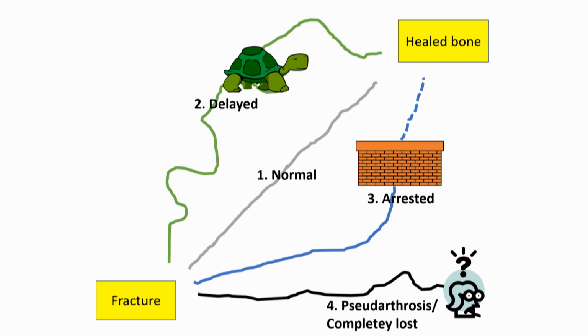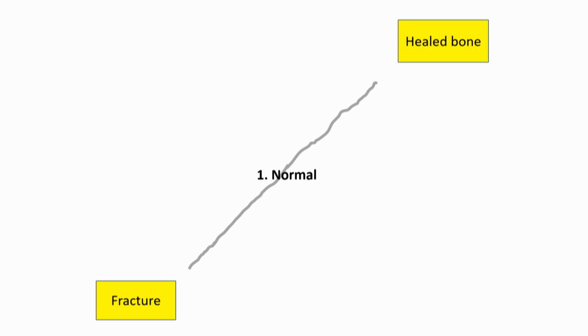And I drew this because my daughter, who's a primary school teacher, said if you can't teach primary school kids, you're never going to be able to teach people who are a bit more grown up. And so there's a normal route through that. There's a delayed route. There's a route where it's trying to heal, but something's stopping it. And then it's just totally lost at the bottom, and it's a pseudarthrosis. And in my simple mind, that sort of fits with what's going on. When I see a patient, they more or less will fall into one of those groups.